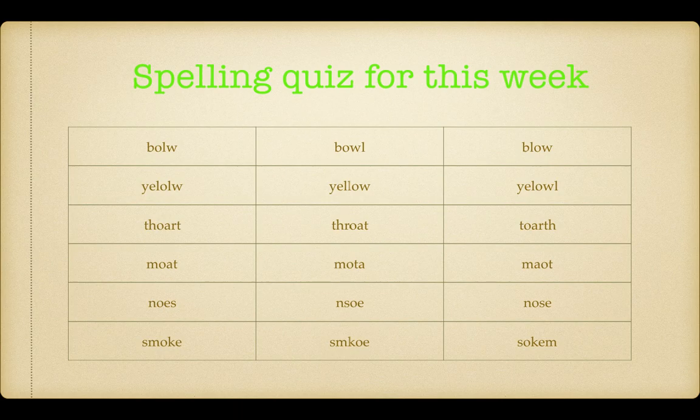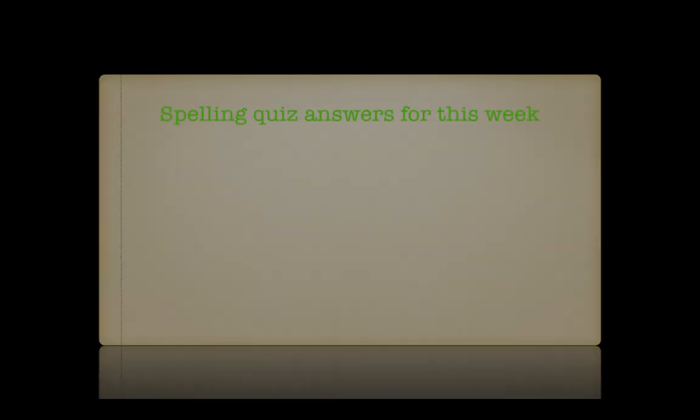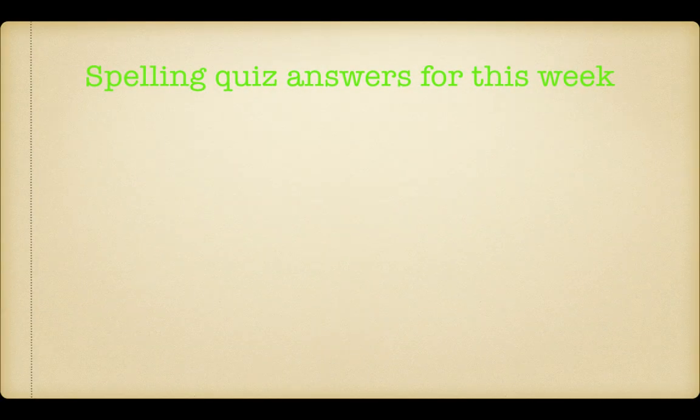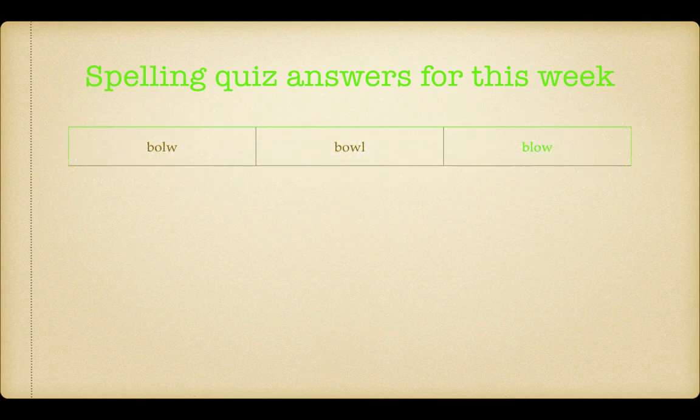So I'm going to count to 5, and then I'm going to move to the next slide, and we will check your spelling to see how you did. 1, 2, 3, 4, 5. Are you ready? So the spelling quiz answers for this week. The correct spelling for blow was B-L-O-W in the rectangle at the end, or the third rectangle. Number 2, the correct spelling for yellow was in the middle rectangle, Y-E-L-L-O-W.